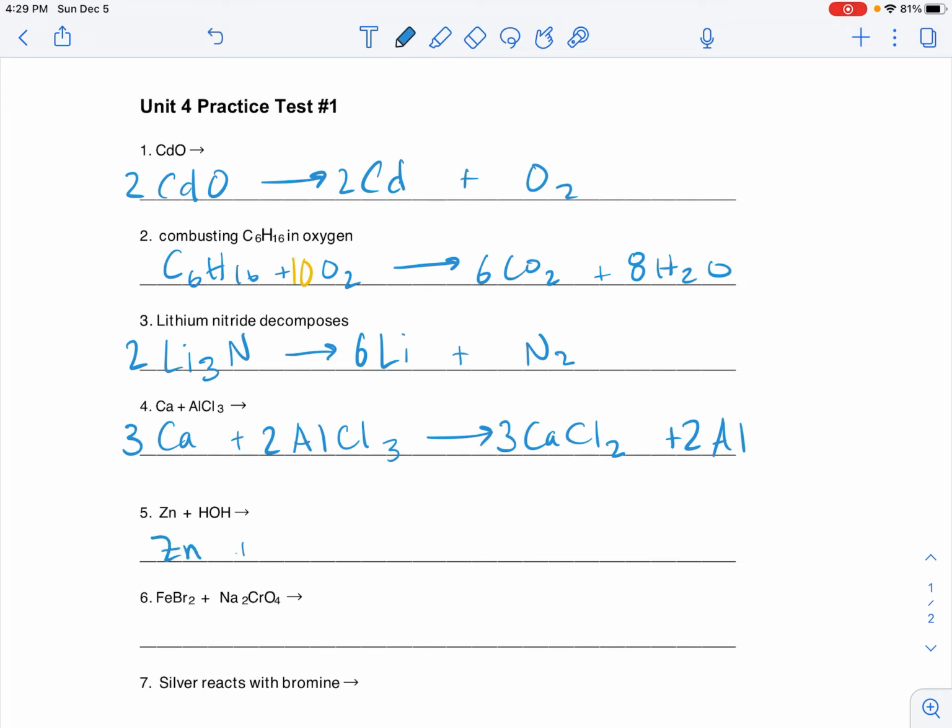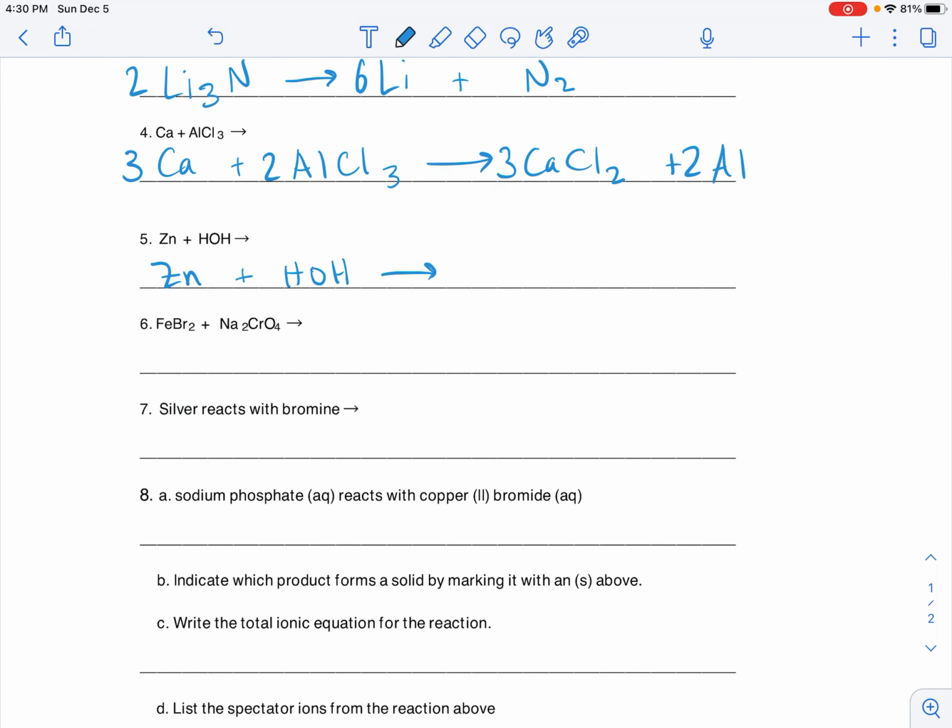Zinc plus HOH, which is just water. Zinc's going to kick hydrogen out. Zinc is +2, hydroxide is -1. Something like that, and then hydrogen's all alone, so it gets a 2, and then if you want to balance it, you're going to need a 2 right there to do so. So there's a single replacement reaction.